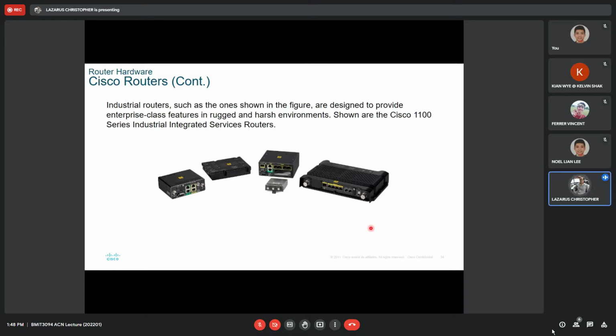So these are different offerings. From branch level to data center level to service provider level and even industrial routers, Cisco has offerings of routers. Capability wise, it's still the same. You still have IOS inside, but it's packaged under a protective shell. You can see here.